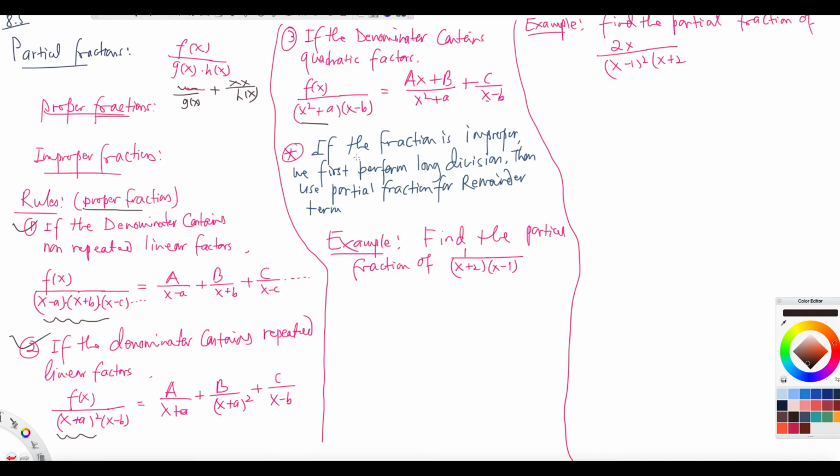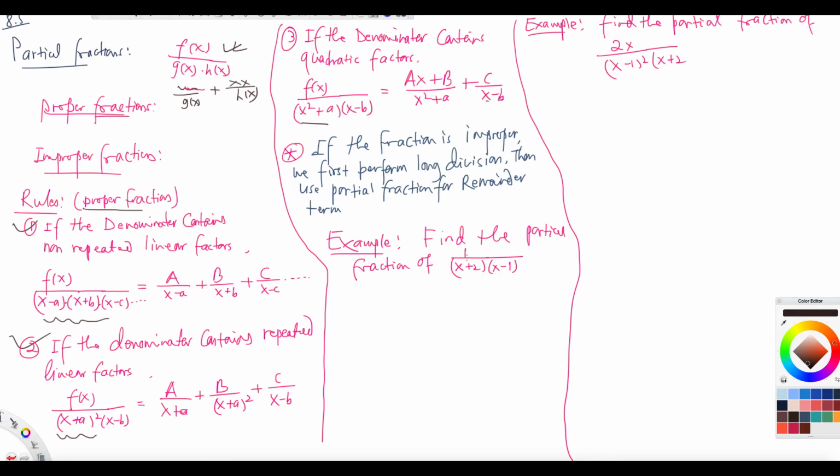Okay, and then if the fraction is improper, meaning the degree of the top is bigger, then first perform a long division, then use partial fractions for the remainder term. We will see an example for that one as well. Okay guys, all right, let us do an example.